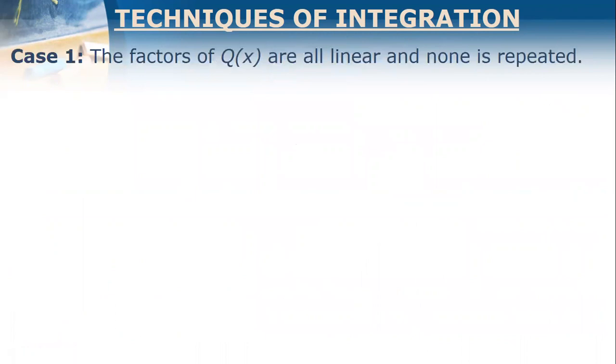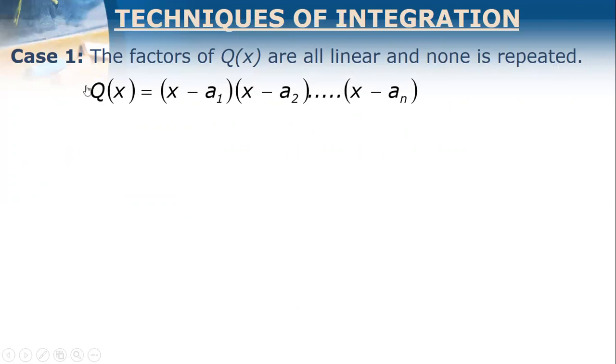So, case 1 is when the factors of q of x are all linear and none is repeated. Again, our focus is on the denominator q of x, that if ever the factors are all linear and none is repeated, then it falls under case 1. So q of x is equal to x minus a sub 1 times x minus a sub 2 until you have a sub n, where no two of the a_i are identical. So, it cannot be like x minus 1 times x minus 1. It means the factor is repeated. Take note that none of the factors is repeated. So, therefore, no two of the a_i are identical for case 1.